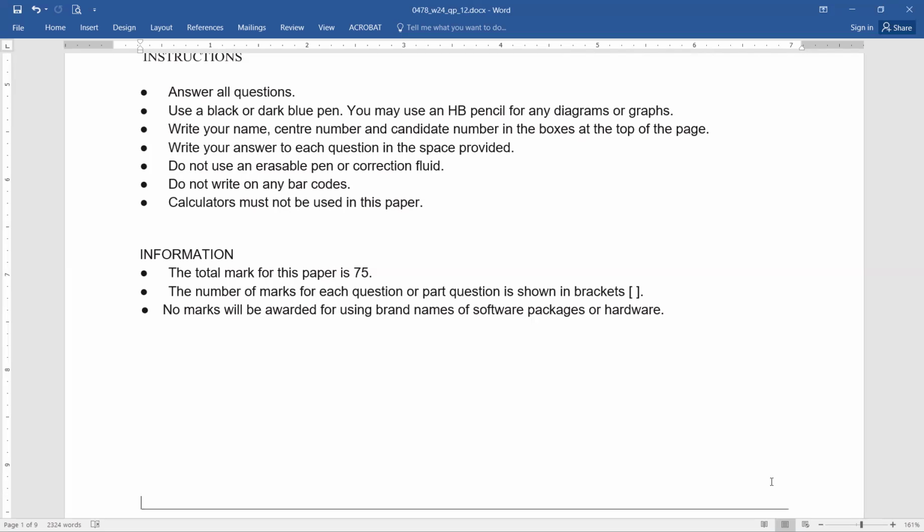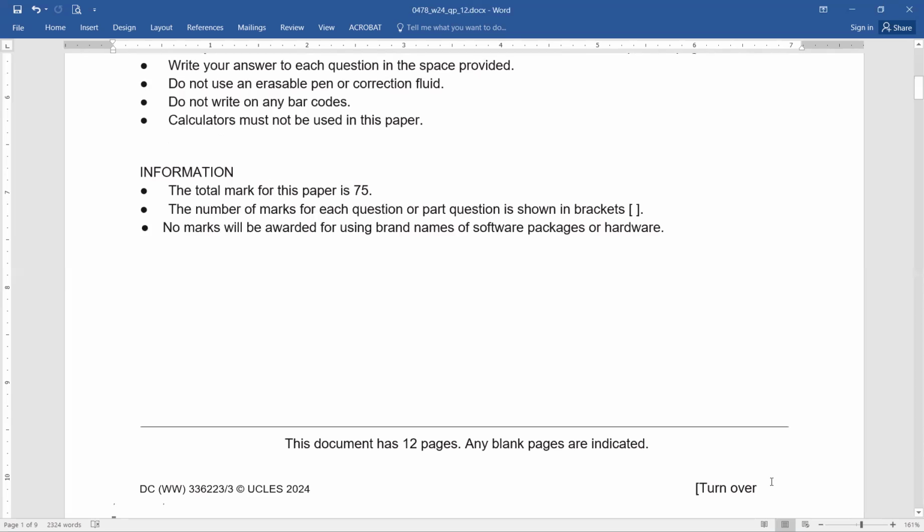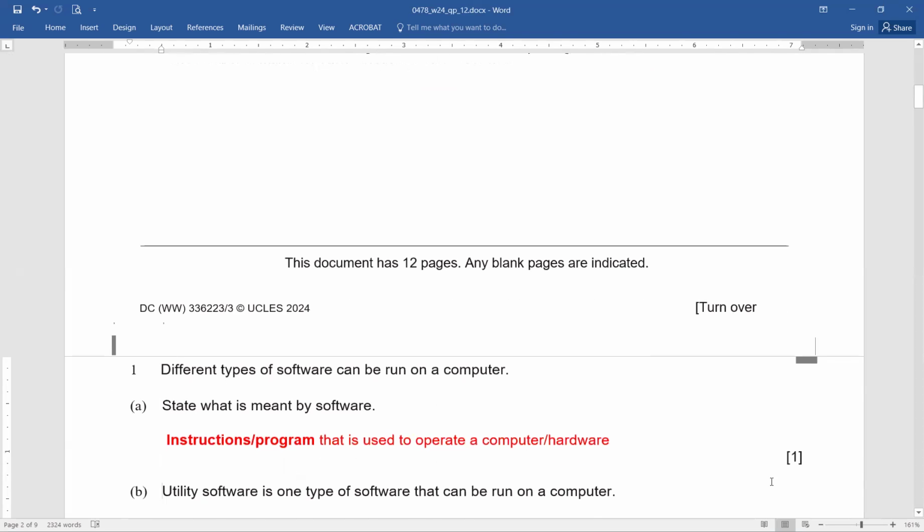You have to answer in the given space. Do not write on any barcodes. Calculators must not be used in this paper. Marks for this paper is 75, and the number of marks for each question or part question is shown in brackets. There is no mark awarded for using the brand names, so please refrain from using the brand names of software packages or hardware. Let's start.